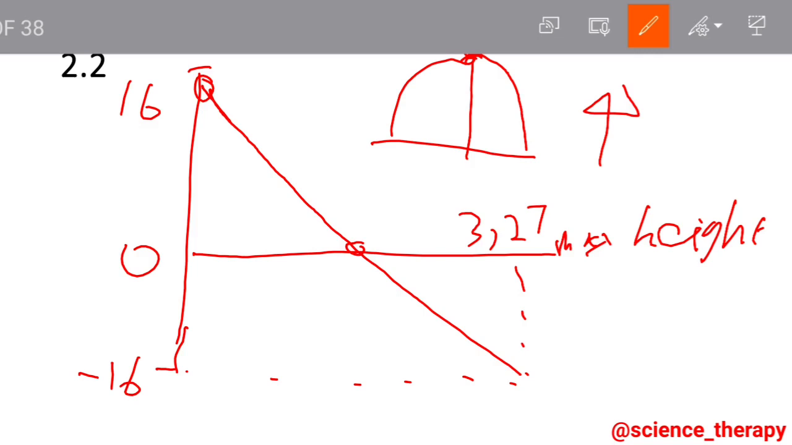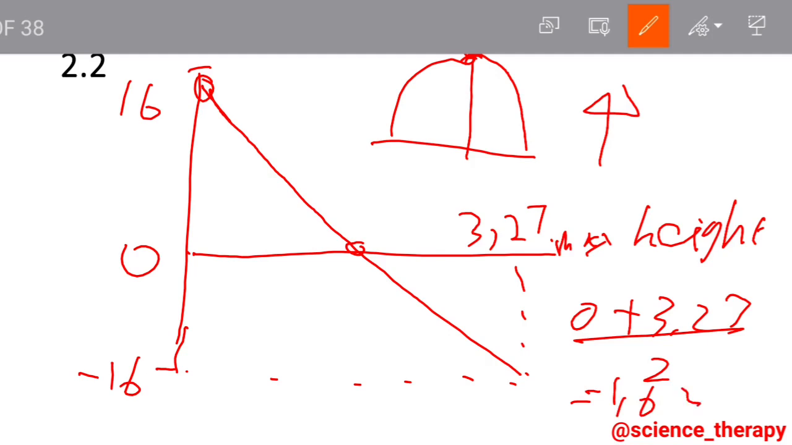So that means in this case we need to calculate the midpoint here. So we have 0 plus 3.27 divided by 2. Now that gives us 1.63. So that's the time it took for it to reach the maximum height, right? So we show it like that.